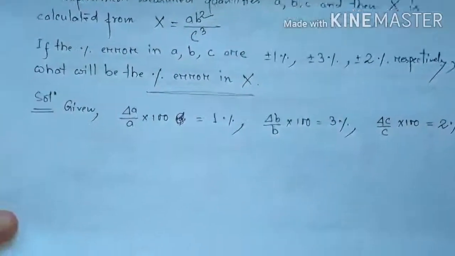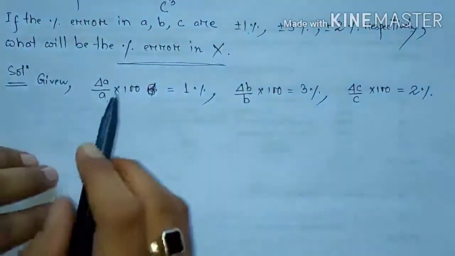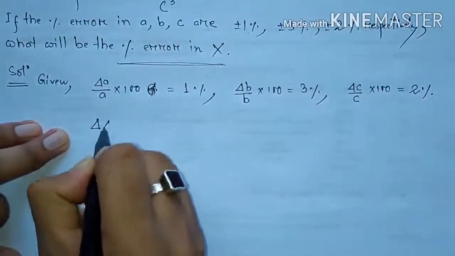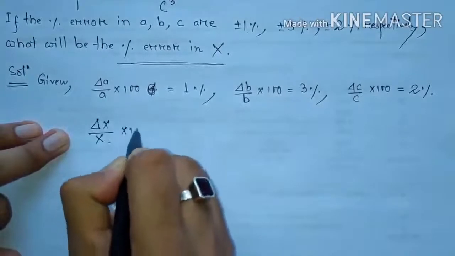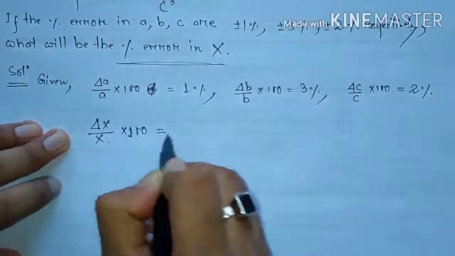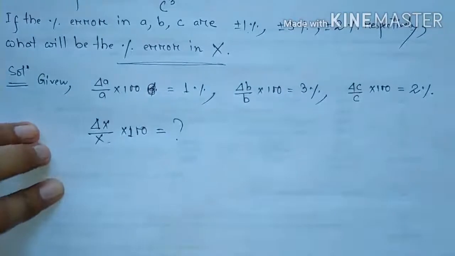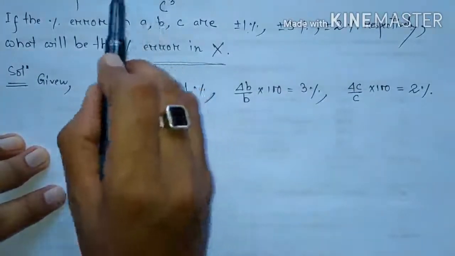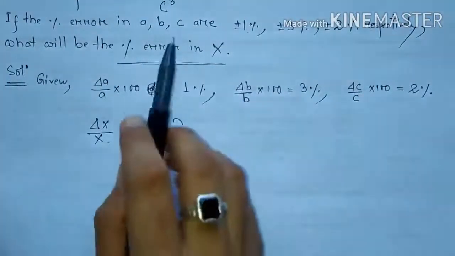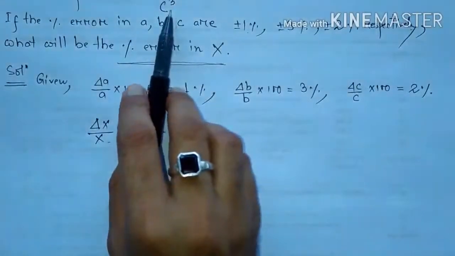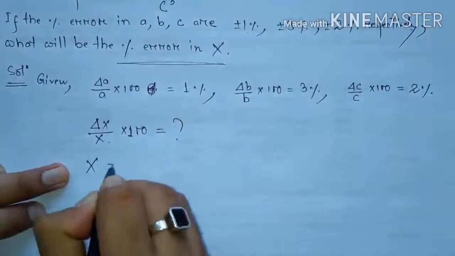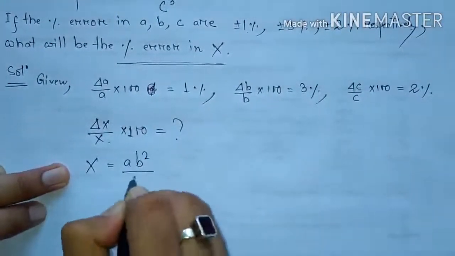Now what do they want from us? They want the percentage error in x. So what will be the expression of percentage error in x? It will be delta x by x into 100. So this is what we are to calculate. Now before I straight away write, I want to say, what is the expression of delta x by x if the form of x is this one? Here x is equal to a b square by c cube.